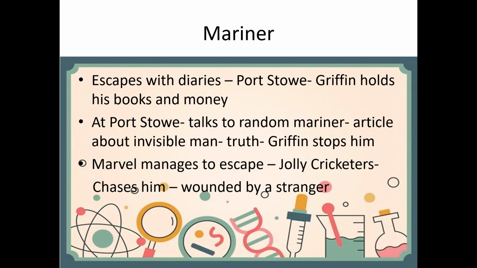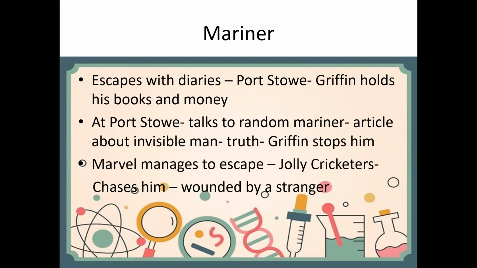Momentarily, Thomas Marvel escapes with Griffin's journal to Port Stowe. When Marvel tries to converse with a random stranger about the Invisible Man, he is stopped by Griffin. At one point, Thomas Marvel escapes from his clutch and runs away to Port Burdock. Griffin chases him as the Invisible Man.